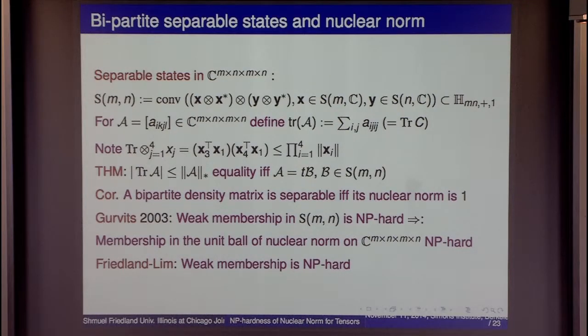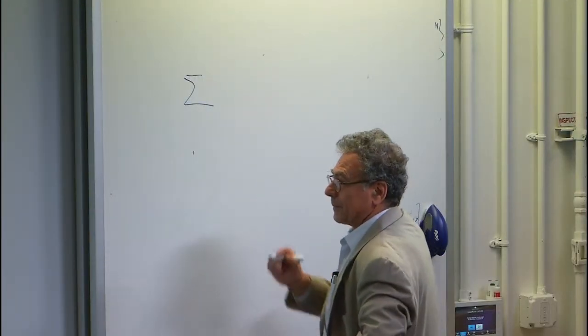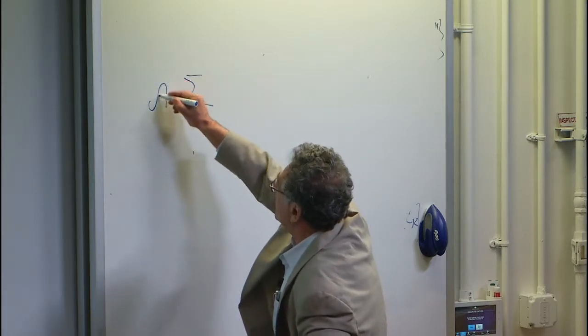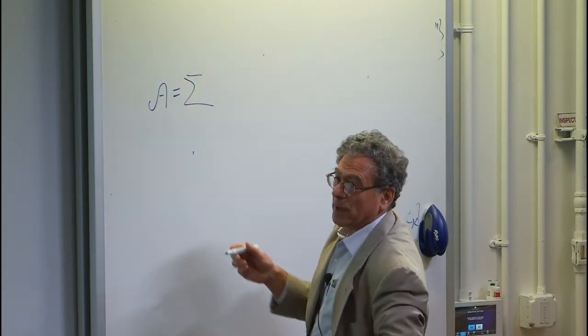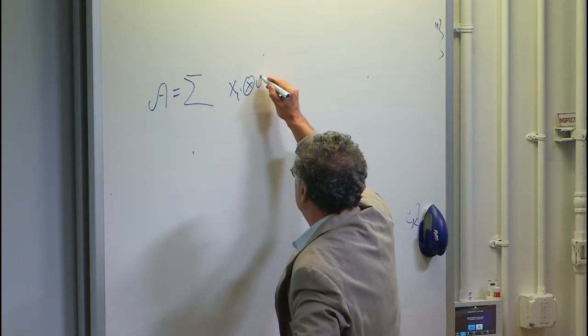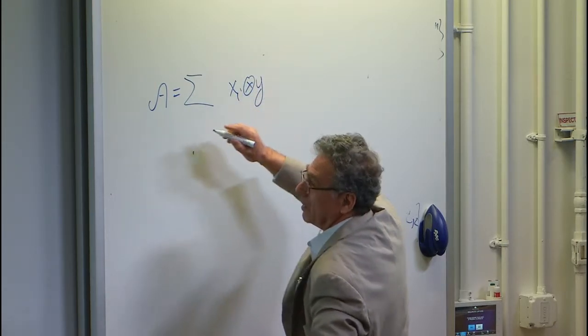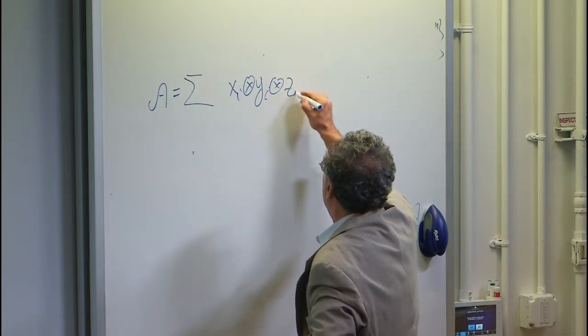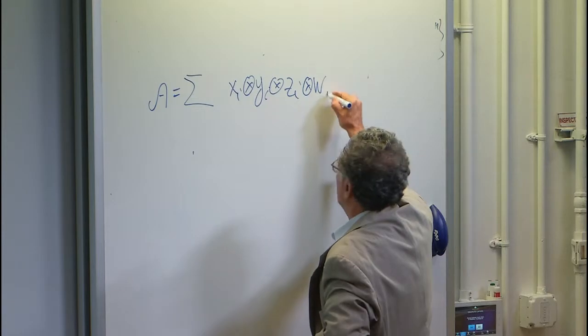Now I'll have to start going a little bit faster. So, let's assume that this is my decomposition of A, already the minimal decomposition with respect to the nuclear norm. So x_i, y_i, z_i, and w_i.